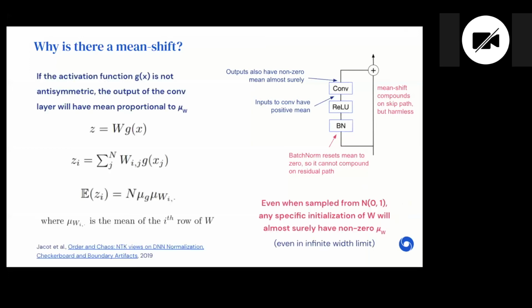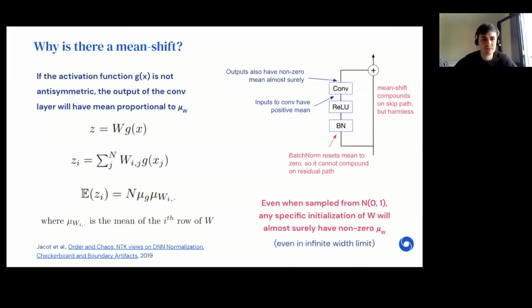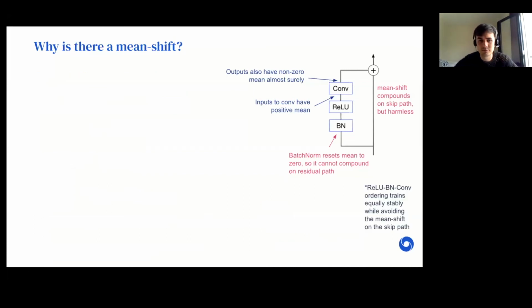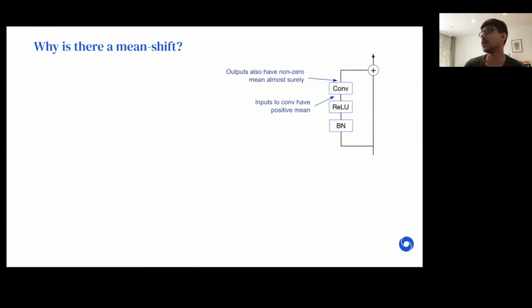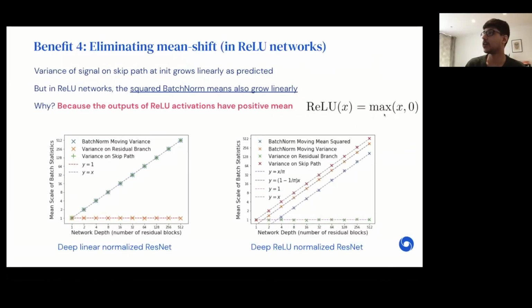Can I ask a quick question again? Yeah. So is mean shift when you end up going into the non-sensitive part of the activation function? Or what is mean shift? Yeah. Because it's a max over x comma zero, you're cutting out the negative part of the signal. And that's why there's an overall shift towards the positive part. I see. Okay, thanks.